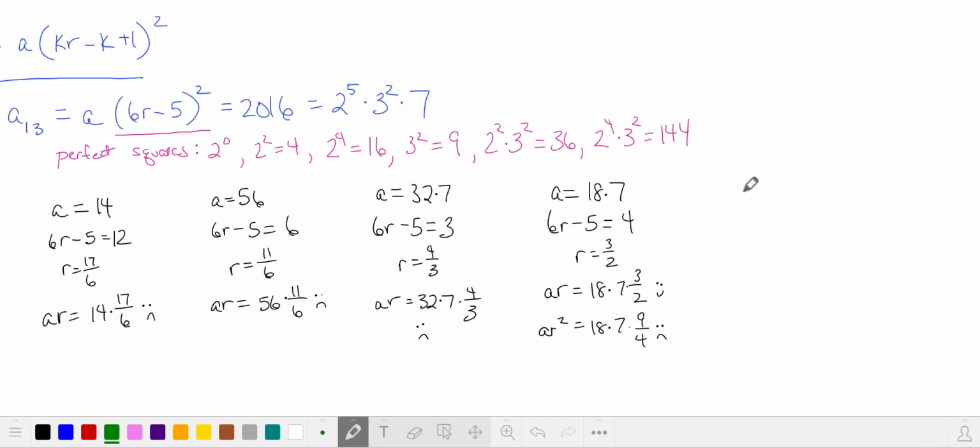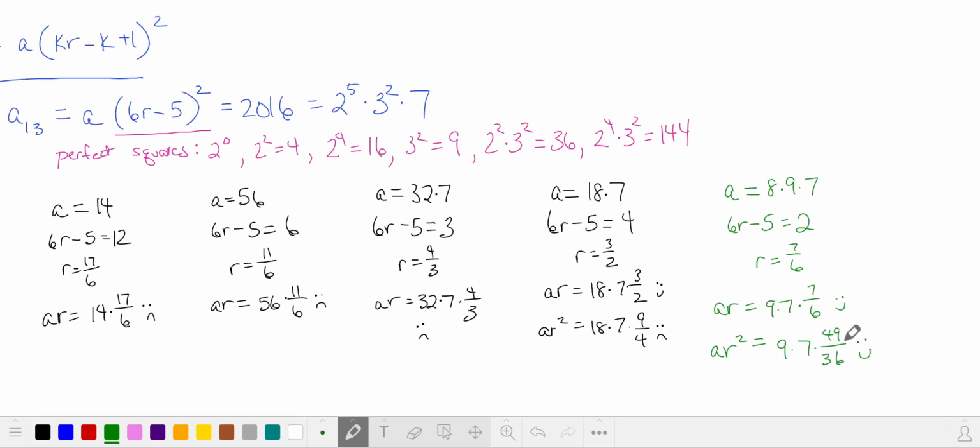Let's hope our last option yields a valid solution. With 6r minus 5 equals 2, we get r is equal to 7 over 6. Our second term is an integer. Our third term is an integer. Since this is our last option, I'm inclined to believe that this is going to lead to our solution. The problem asks for A1, which is 504, and that's our answer.